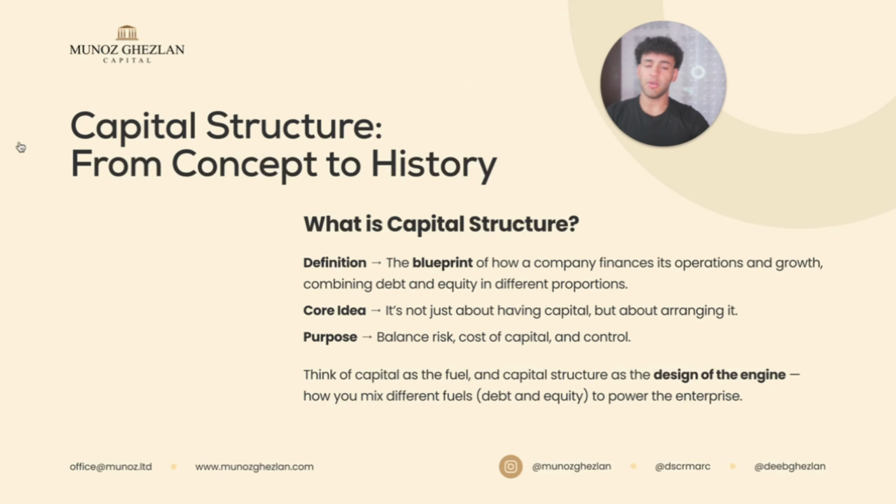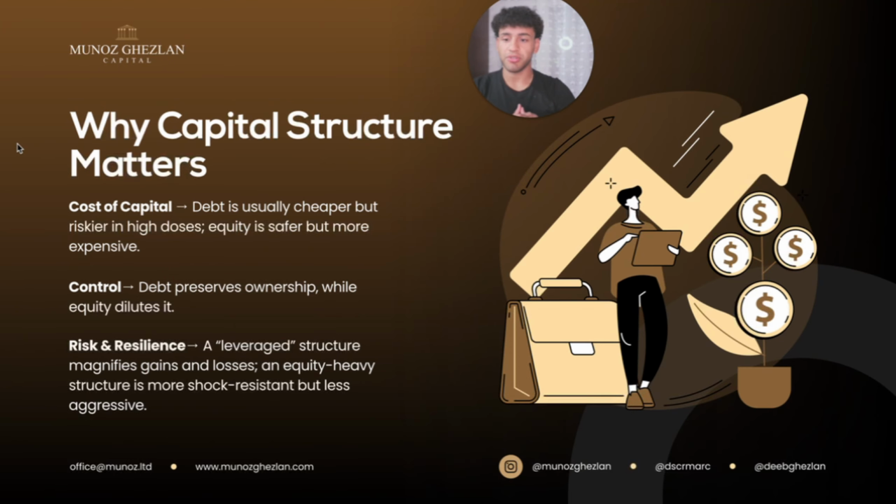structure. So if debt and equity capital are just the fuel for the engine, capital structure is the design of the engine. How is that fuel spent? Is it being spent efficiently? Can this be optimized? How can we mix these different fuels together of debt and equity to power the enterprise? Capital structure matters, as you see, because it introduces this concept of the cost of capital. Whereas debt is usually cheaper but riskier in higher doses, equity is safer but more expensive.